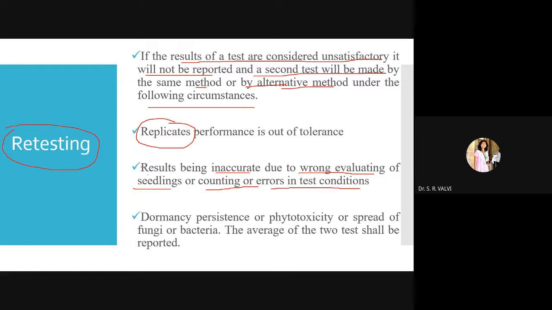Then results being inaccurate due to wrong evaluation of seedlings, or counting, or errors in test conditions. If we have done the wrong evaluation or wrong testing, or counted wrongly, your result may vary, right? Also dormancy, persistence, phytotoxicity, or spread of fungi or bacteria, due to these fungal pathogens the result is not coming as we want, right? So the average of the two tests shall be reported. As we are taking replicas, you have to take the average of the replicas and then make the final testing result.